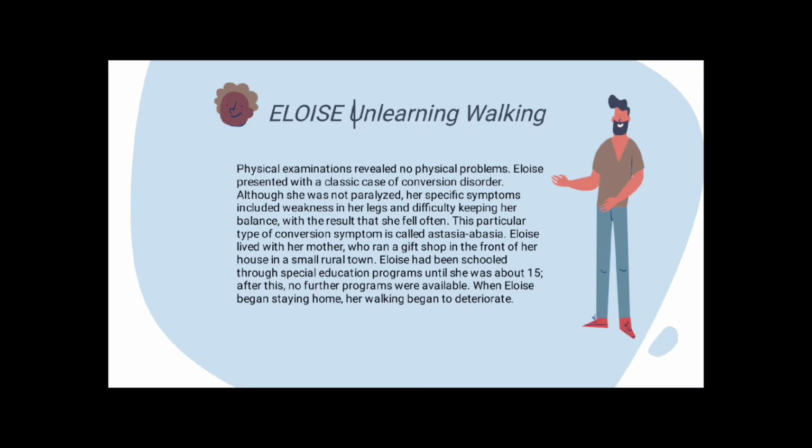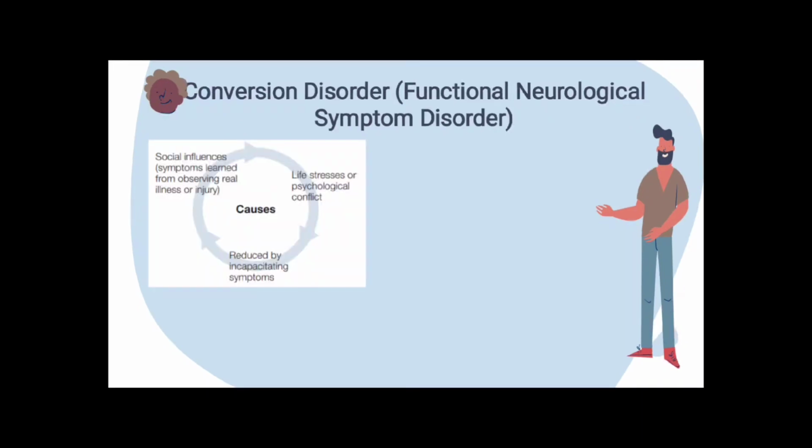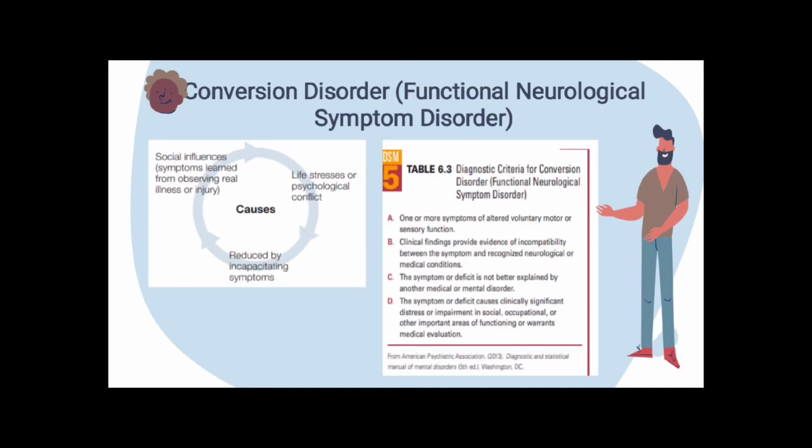Eloise lived with her mother, who ran a gift shop in the front of her house in a small rural town. Eloise had been schooled through special education programs until she was about 15. After this, no further programs were available. When Eloise began staying home, her walking began to deteriorate. The treatment of this is the same as for SSD, with emphasis on resolving life stress or conflict and reducing help-seeking behavior.